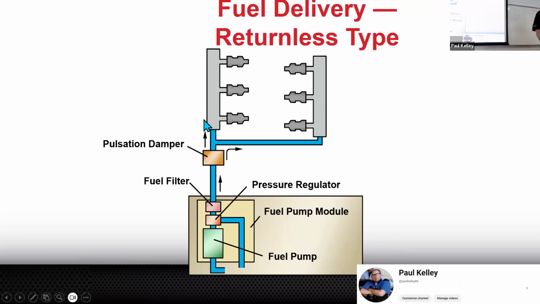Still goes to the pulsation damper, and then again, it goes to both of these fuel rails, and it feeds them both with equal pressure. Where's the return? Yeah, but they'll call this returnless. It's interesting because the fuel pump return is technically in the fuel pump itself, but that's not really what we're worried about. We look at this as, hey, there's no return line, returnless. So if you hear the term returnless fuel system, no biggie, don't sweat it. It just doesn't have a return line. There's only one line, and it's just the pressure line.